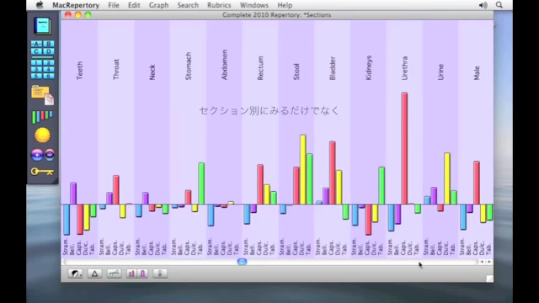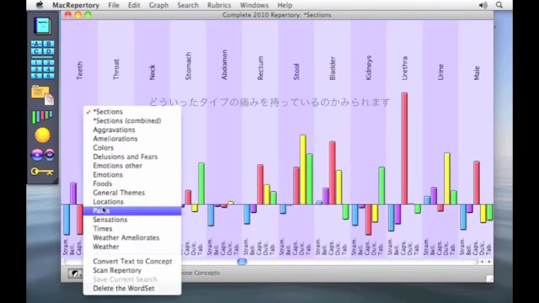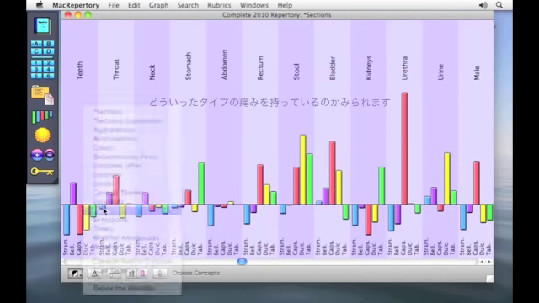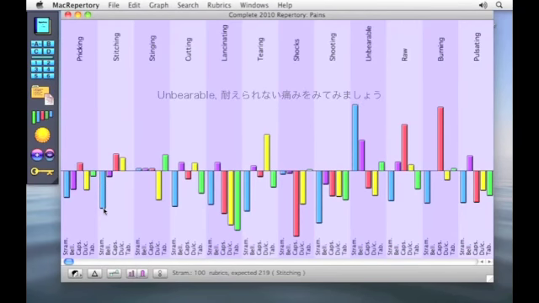But beyond just looking at the sections, you can also look at other aspects of the remedies. For example, we could look at the types of pain that the remedies have. Now you see under unbearable, stramonium is much stronger than the other remedies. And you can see dulcamara doesn't really have unbearable pain. On the other hand, look at the burning in capsicum, much stronger than any other remedy.